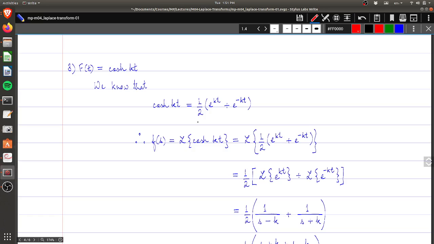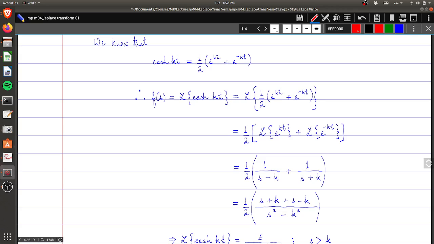So now I want to find out the Laplace transform of this. Now which rule had I used? I have used the property of linearity, because this is some constant times some function plus the same constant times some other function, so I am taking it common. So I bring this constant outside, and then I apply the Laplace transform on the individual functions: the Laplace transform of e to the power kt and the Laplace transform of e to the power minus kt.